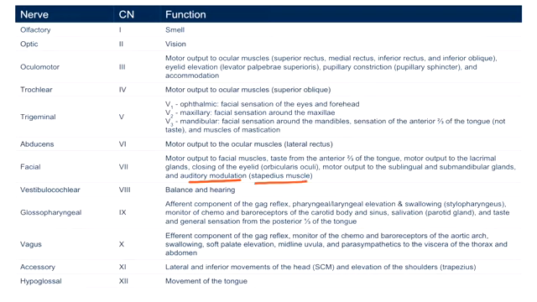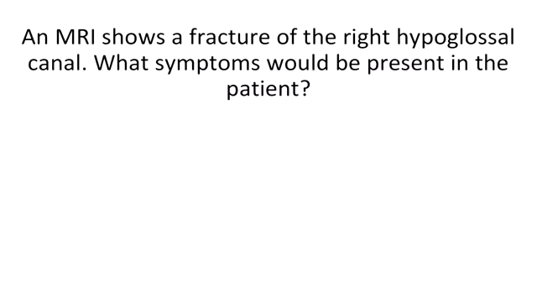Okay, let's do another question. An MRI shows a fracture of the right hypoglossal canal. What symptoms would be present in the patient? Recall that the hypoglossal nerve traverses the hypoglossal canal. Damage to this nerve results in ipsilateral tongue deviation. Normally, the muscles innervated by the hypoglossal nerve help stick the tongue out like this. So here's the tongue. They normally help the tongue move out like this.